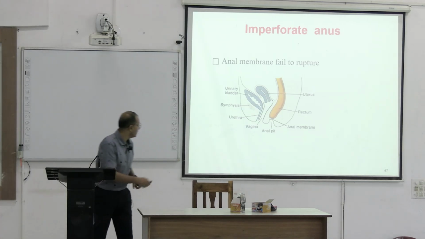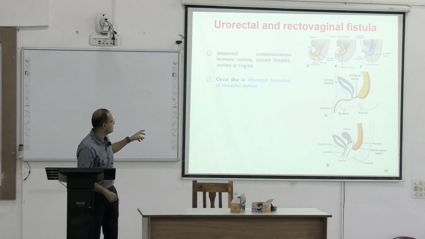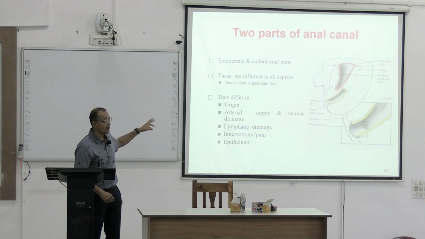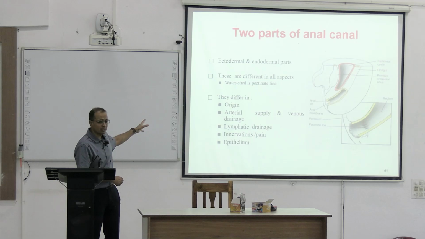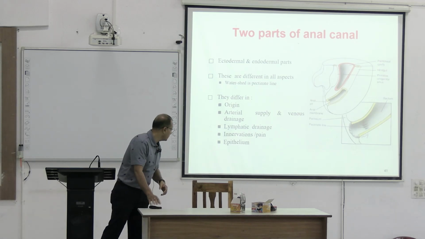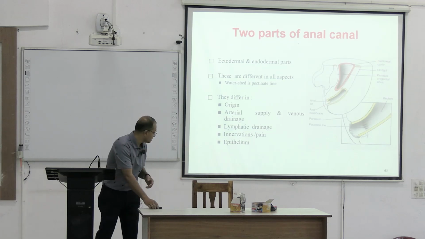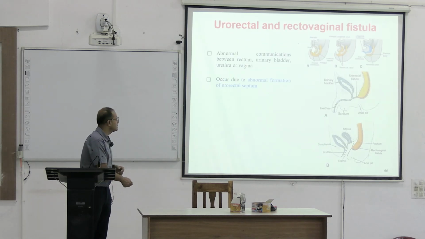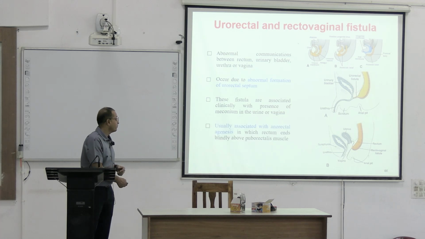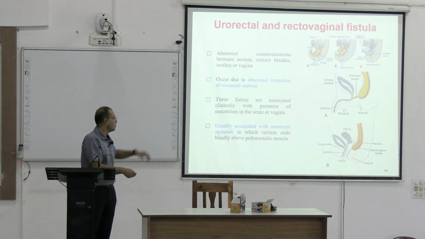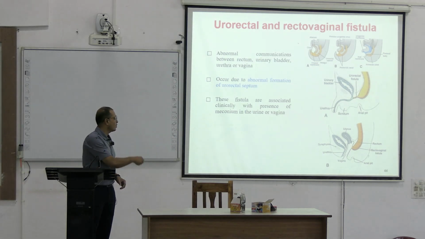So, imperforate anus and the clinical explanation related to the parts of the anal canal having two sources of origin and two sources of arterial supply, lymphatic drainage and epithelium, the differences between them need to be explained with your embryological knowledge. So this is what we summarize related to this hindgut developmental error. The urorectal or rectovaginal fistulas we will talk about in genitourinary system development.